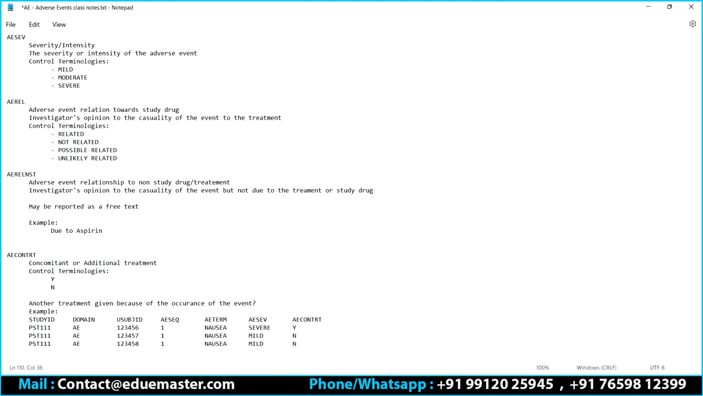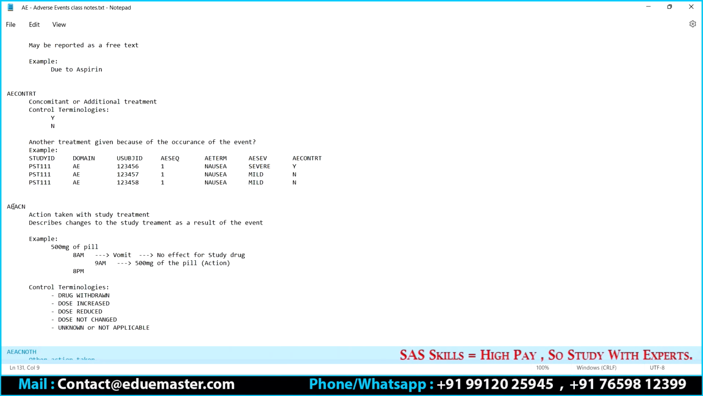Let me put it like this. Now you can see this here. In the first case, since it is going to be a severe one, all three events are going to be nausea only. There's no doubt about it. But in the first case, the severity is high, that is severe. So for this particular person, we have provided the additional treatment. In the remaining two cases, it is mild, so we have given no additional treatment to this particular one. Correct? This example we discussed yesterday.